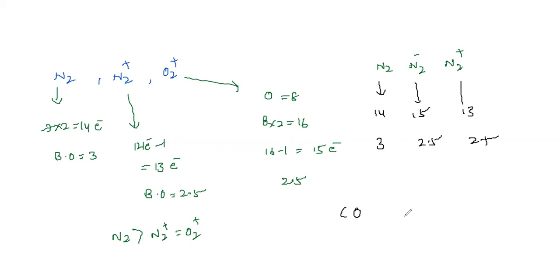For example, CO2: CO means carbon 6 plus 8, that is 14 electrons, and oxygen is 8 times 2, that is 16 electrons. So the bond order is 3 for 14 electrons, and 2 for 16 electrons. This is the bond order. You can easily find it for any molecule up to 20 electrons.